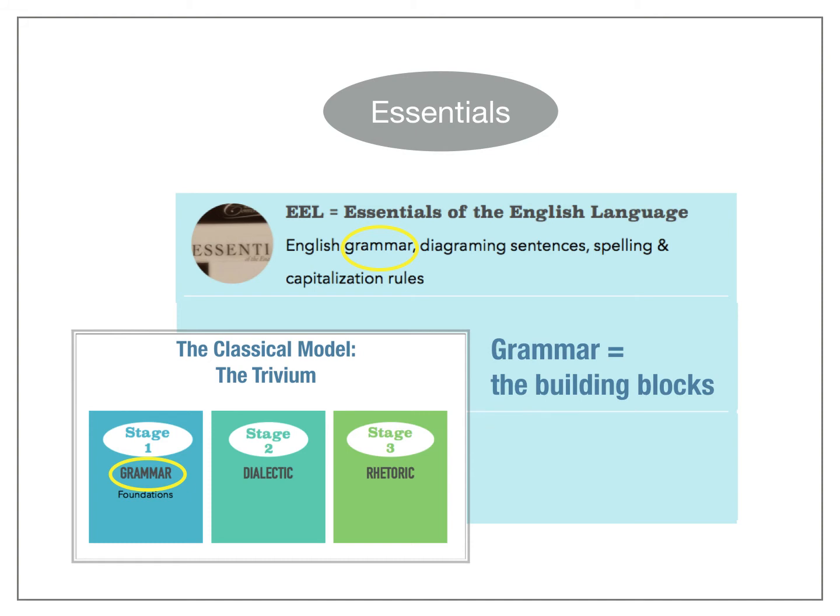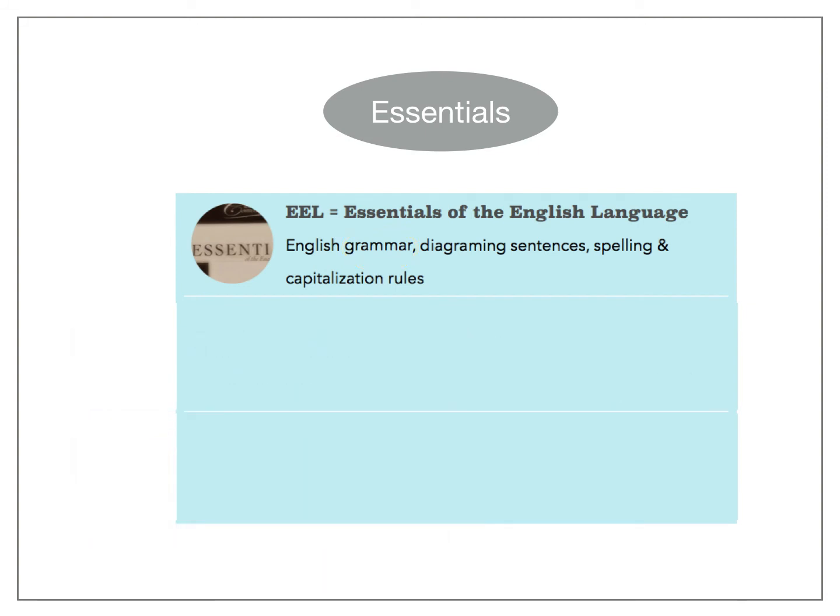The basics of the English language includes elements such as nouns, verbs, conjunctions, etc., and how they relate to one another. That's why it's called English grammar. It's our English language broken down into the most fundamental elements. On Community Day, EEL usually takes up about 45 minutes of class time in the Essentials program.